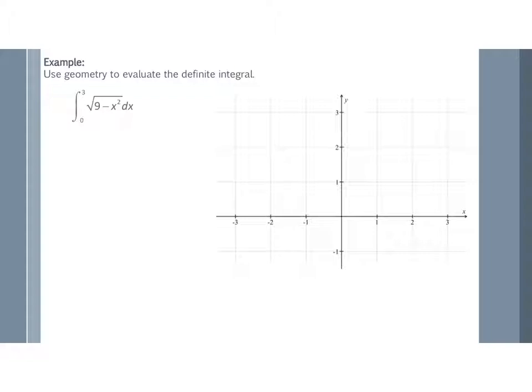So in a later section, we will learn how to evaluate these using the fundamental theorem of calculus. But since we don't know that yet, we can use geometry. To use geometry, let's first graph our function. It's important that whenever we are finding any area, we must first graph our region.